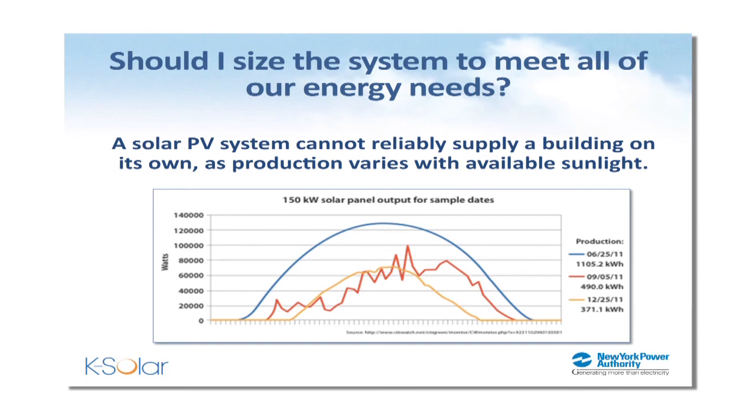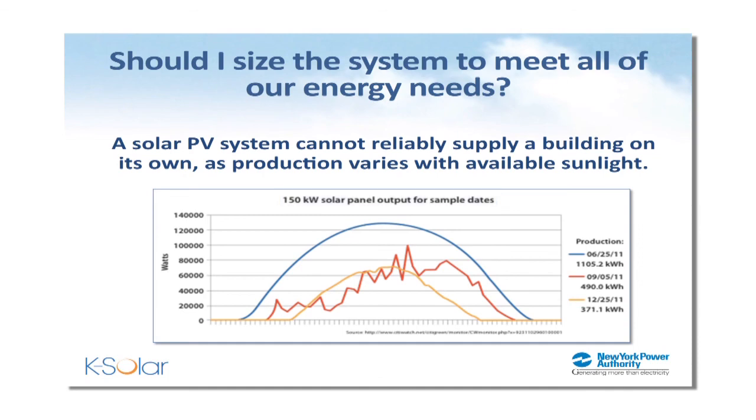In terms of sizing a solar system to meet your energy needs, you'd have to look at the amount of sunlight available on different days of the year and how that correlates to your energy use. And that's why we're asking for your energy bills to do these kinds of analyses. What you're looking at in this chart is a 150 kilowatt solar array. And here's what the output would look like on different days.